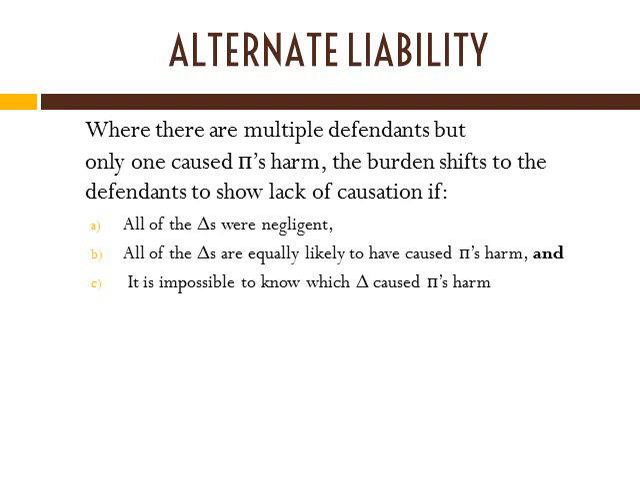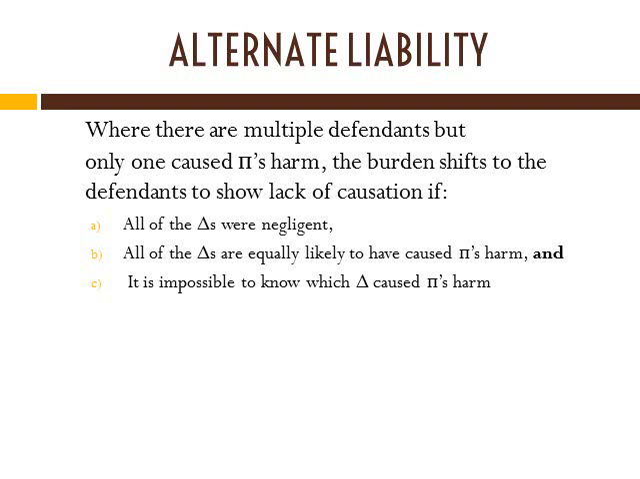An alternate liability basically says when there's multiple defendants and only one of them caused the harm, the burden shifts to the defendants to show lack of causation if these three elements are met. First, all of the defendants were negligent. Second, all of the defendants are equally likely to have caused the harm. And it's impossible to know which defendant caused plaintiff's harm. Gotta have all three elements.